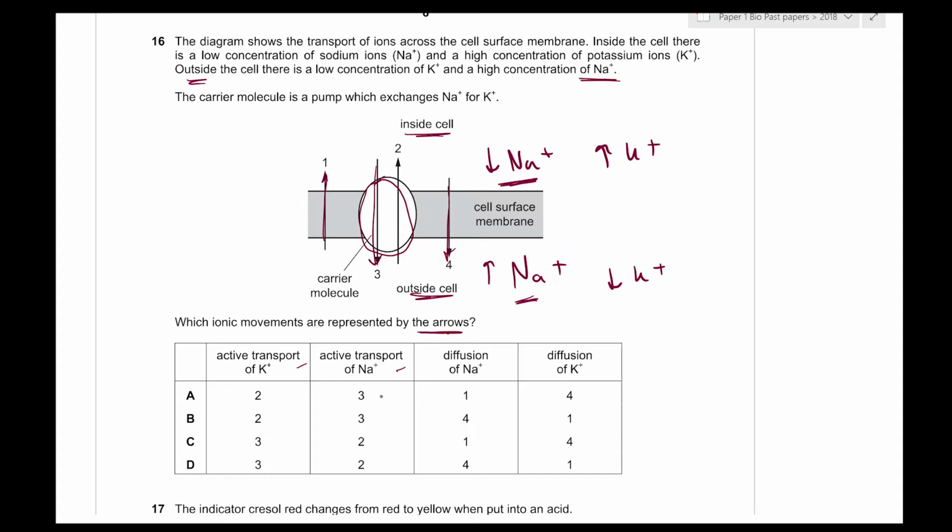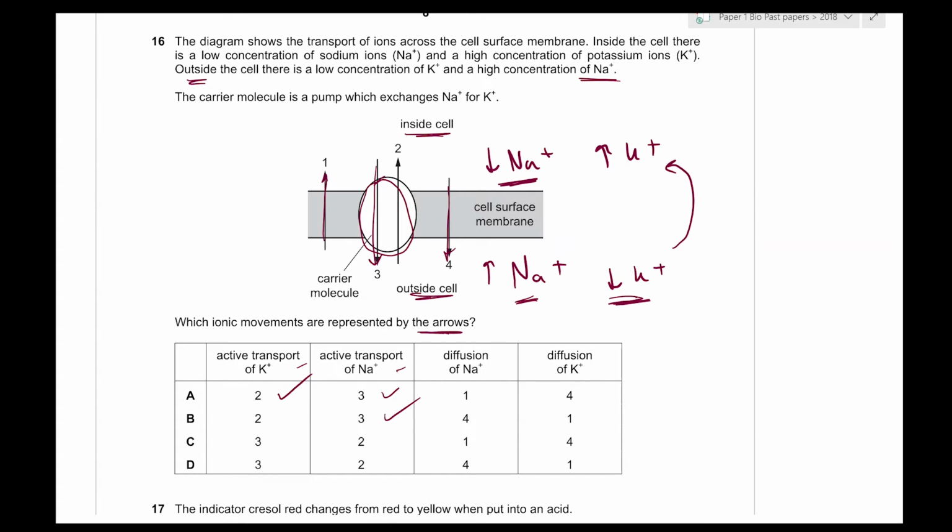Therefore, sodium ions must be 3. Same with potassium, because in active transport the ions move against the concentration gradient. Here for potassium, outside the cell, we have a low concentration of potassium, and inside we have a higher. Therefore, it moves against the concentration gradient. Therefore, potassium is going to be 2.